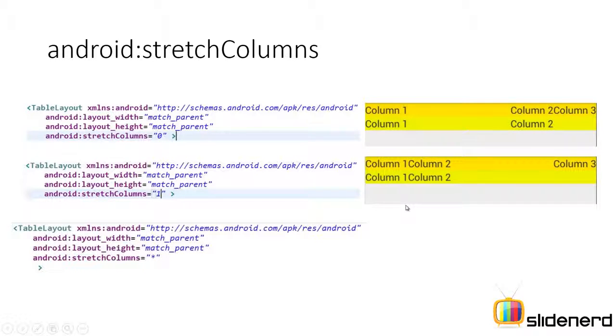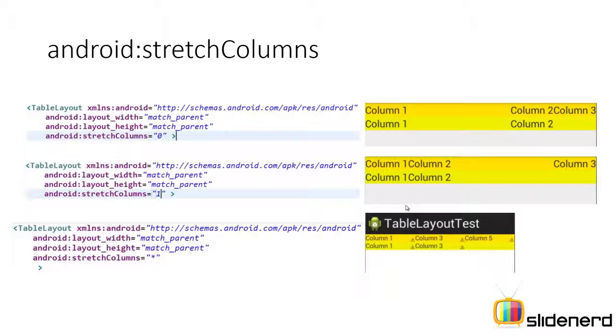And then if I say stretch columns equals star, all the columns are equally stretched, and this can be seen clearly with the space in between two columns, right? So this is what your Android stretch columns does.